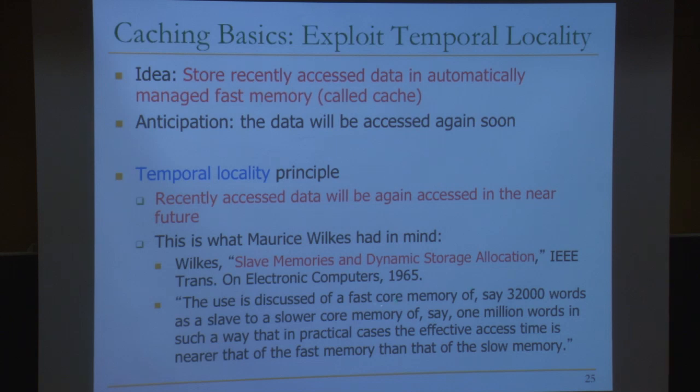But if you look at this, this was written in 1965. It says, the use is discussed of a fast core memory of, say, 32,000 words as a slave to a slower core memory of, say, 1 million words in such a way that in practical cases, the effective access time is nearer that of the fast memory than that of the slow memory. It's beautifully written. It doesn't say cache anywhere, but that fast core memory is a cache.